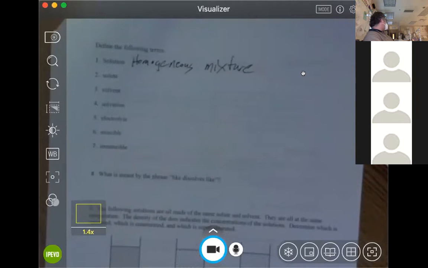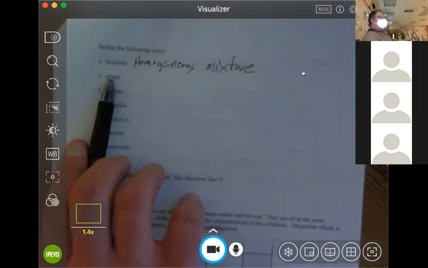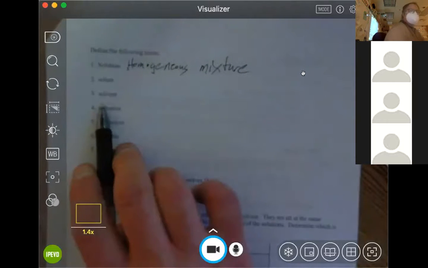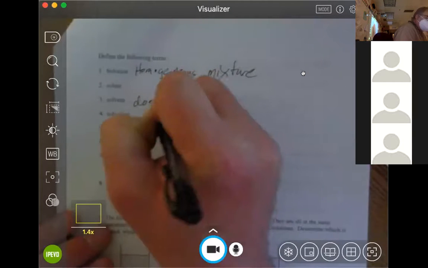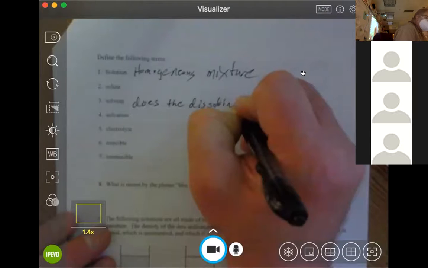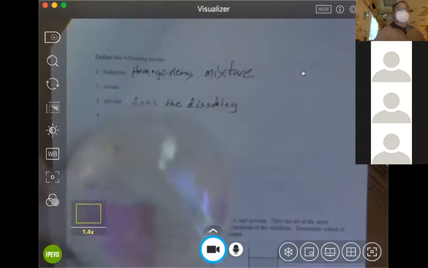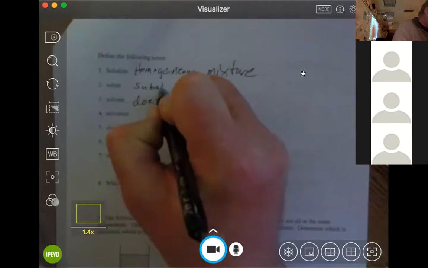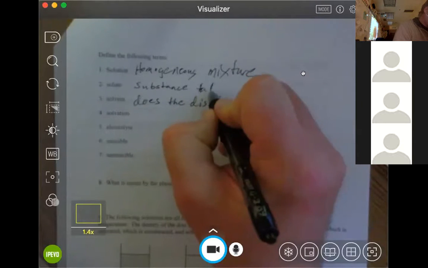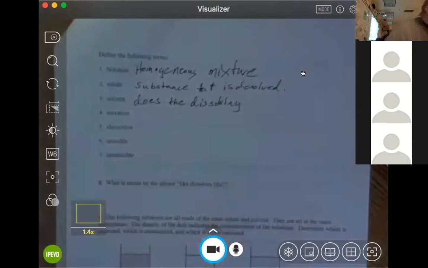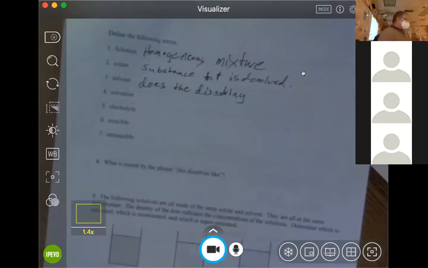What do you need for a solution? Most of the time, if you want to make a solution, you need two parts. You need the solute, and the solvent. The solvent does the dissolving in a solution. So if we were to take salt and water, the water would be the solvent. The salt is the solute. It's the substance that is dissolved. The substance that is dissolved is the solute. The substance that does the dissolving is the solvent.